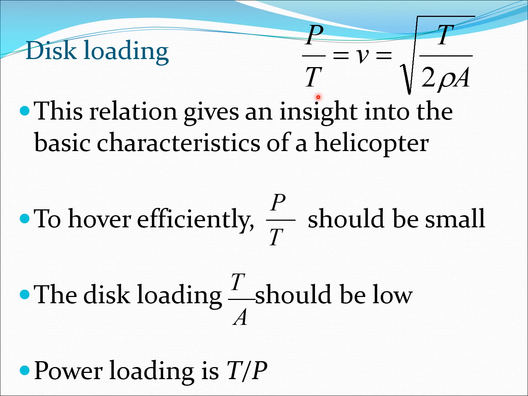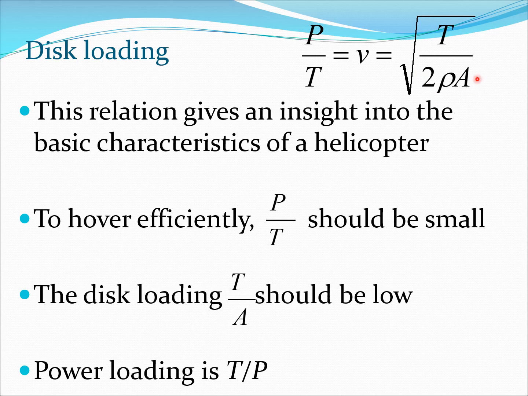Okay, and therefore the disk loading, that is T by A, should be low. And here power loading is defined as T by P. So the fact that disk loading should be low is very important, so that this is low. So effectively what this means is that to generate a given amount of thrust, say it is thrust corresponding to 5000 Newton, I must require as low power as possible. Therefore P by T should be small, and therefore T by A should be small.